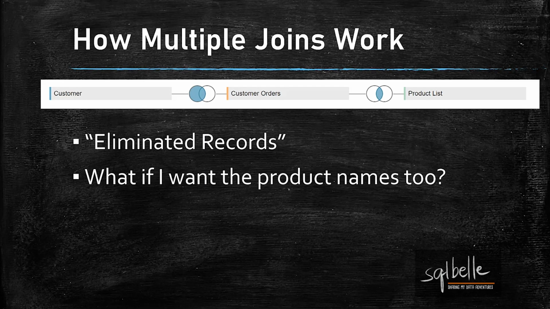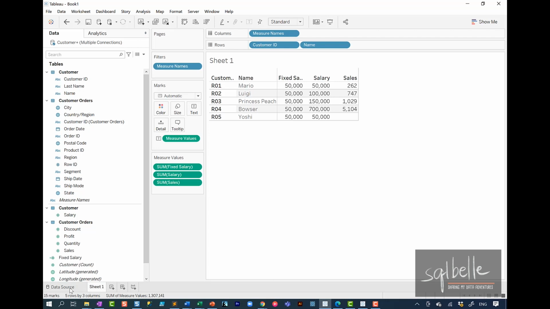What if we want to add information about the product? Let's say we want to display the product names. This means that we need to add product list to our existing data source. Let's take a look at how Tableau behaves in this case. So let's go back to the data source.